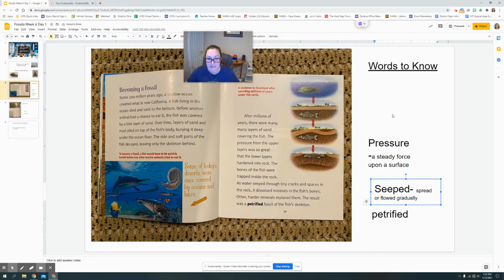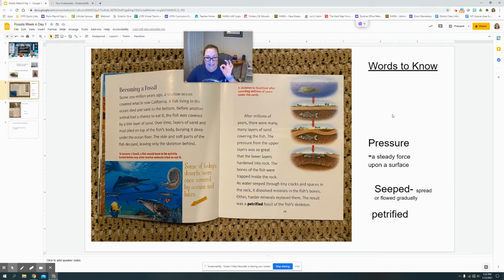So the water seeped through tiny cracks and spaces in the rock. As water seeped, as water did that, it dissolved minerals in the fish's bones. Other harder minerals replaced them. The result was a petrified fossil of the fish's skeleton. Wow, so now here in step 4, we've got a fossil, don't we?